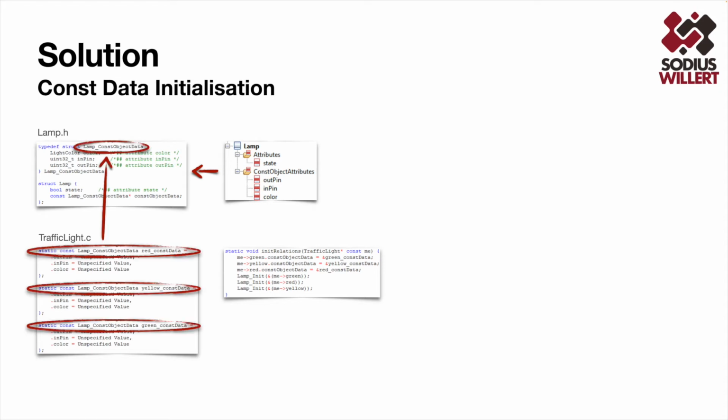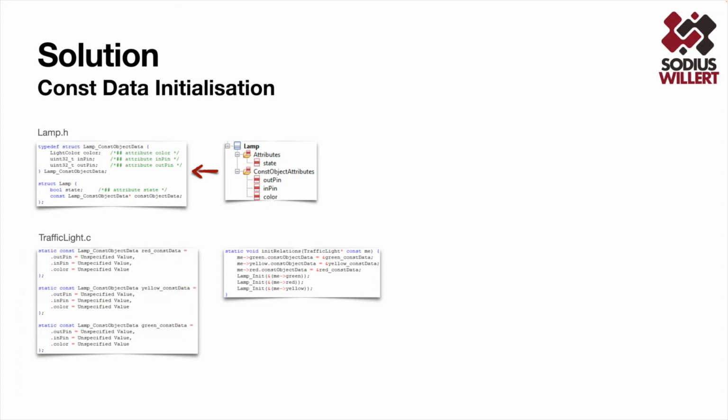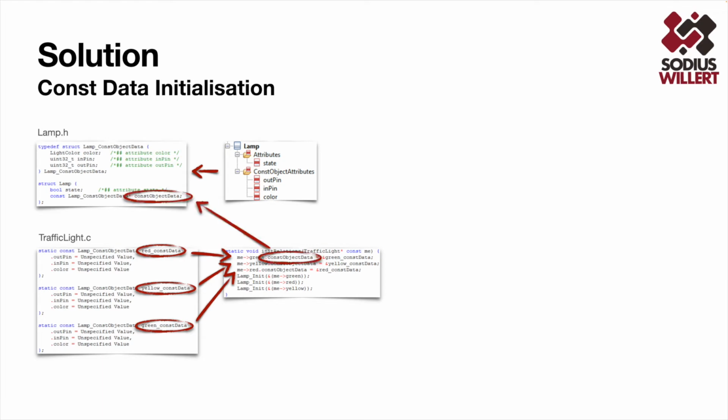With the C file of traffic light file, static constant variables of type lamp const object data are created for each part, red, yellow, and green. The predicate const ensures that the data is not stored in RAM but in ROM. These are then set to the const object data attribute of the lamp class with the init realization operation of the traffic light class for the individual parts. This is done before the constructor calls to the individual parts, so that the constant data is already accessible within the constructor execution of the parts.